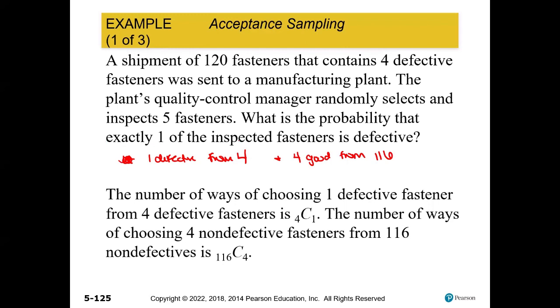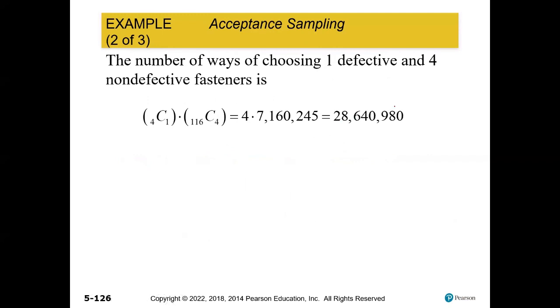What's the probability of getting exactly 1 defective? If I get 1 defective, I also have to have 4 good. There are 4 total defectives, 116 total goods. So that's where 4 choose 1 and 116 choose 4 come from. The number of ways this can happen is 28,640,980. That is our numerator. I wanted 1 defective and 4 goods, and the number of ways that happens is this. Probability takes the number of ways that this happens and divides by the total.